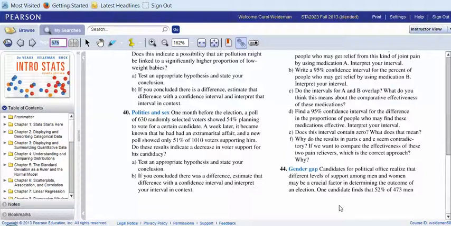Okay, so 1 month before the election, a poll of 630 randomly selected voters showed 54% planning to vote for a certain candidate. A week later, it became known that he had had an extramarital affair, and a new poll showed only 51% of the 1,010 voters supporting him. Do the results indicate a decrease in voter support for his candidacy? Write the hypotheses, state your conclusion, test the hypothesis, and we'll also do a confidence interval.